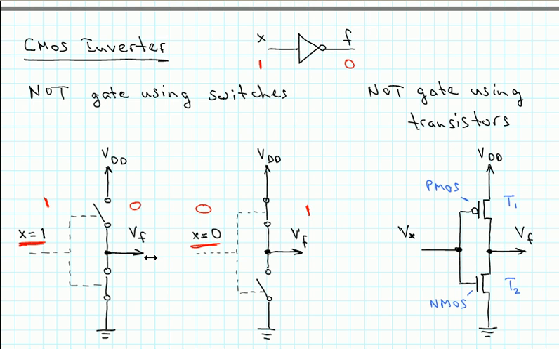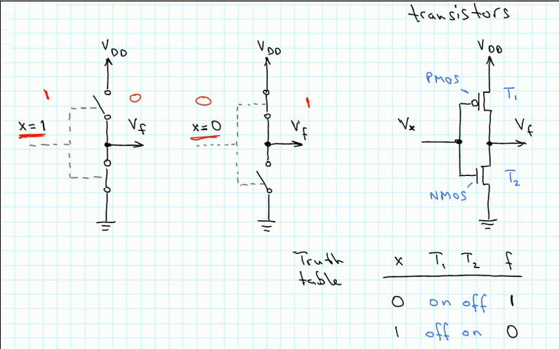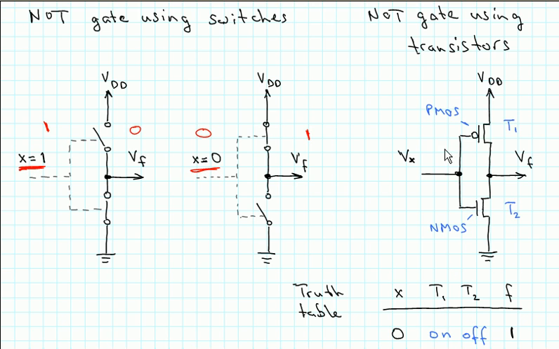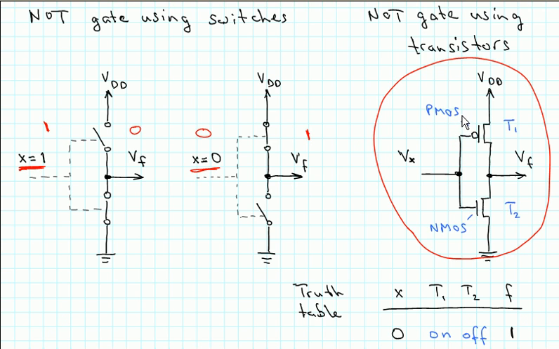Now we have just seen that PMOS and NMOS transistors can act as switches. And we have also seen that for the NMOS transistor, the body is connected to ground. For the PMOS transistor, the body is connected to the supply voltage. So that then leads us to this circuit over here. So now we have two transistors, one PMOS and one NMOS transistor.